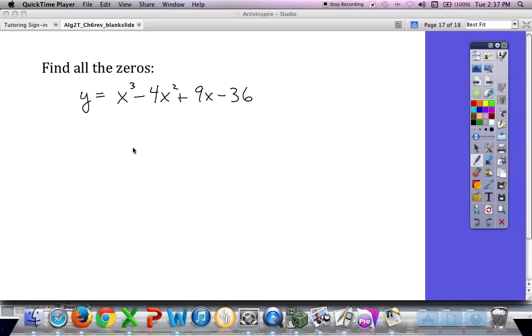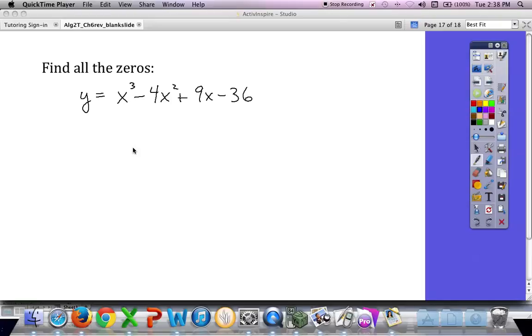You could make your list of possible rational zeros. You look at the factors of 36, that's a lot of zeros. 1, 2, 3, 4, 6, 9, 12, 18, 36, all plus or minus. You could look for it that way. What else could you do to find the first zero?